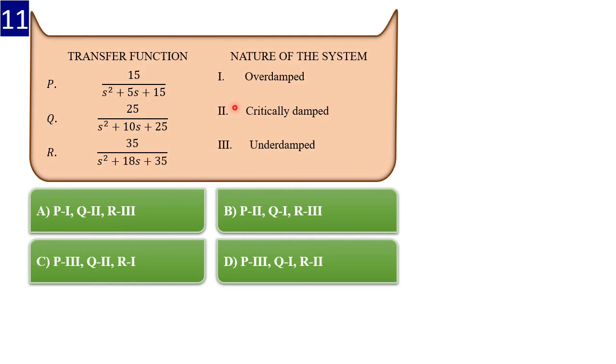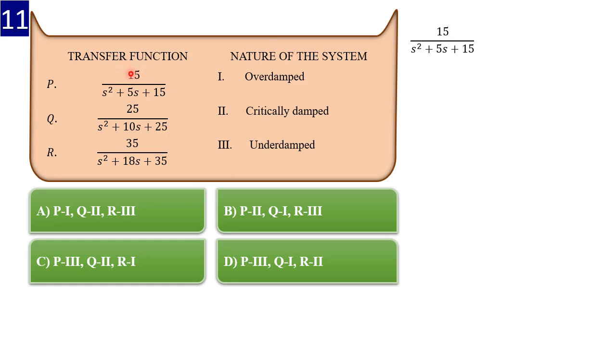Again we have two columns and we have to match P, Q, R to 1, 2, 3, and we have to find what kind of response this is, critically damped, underdamped or overdamped. Okay, so let's start with P.